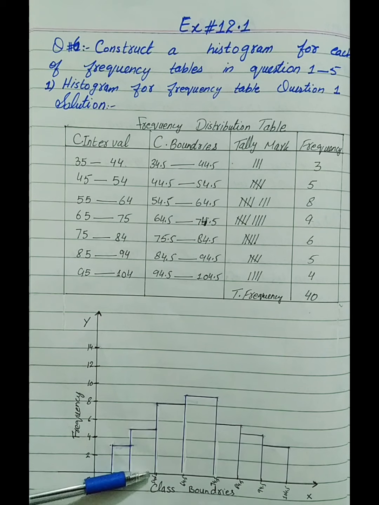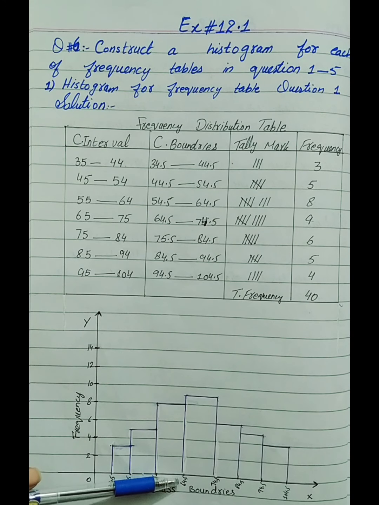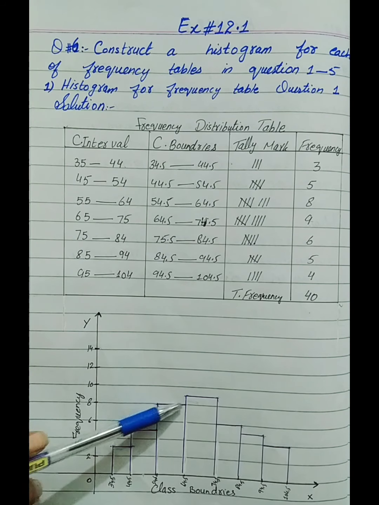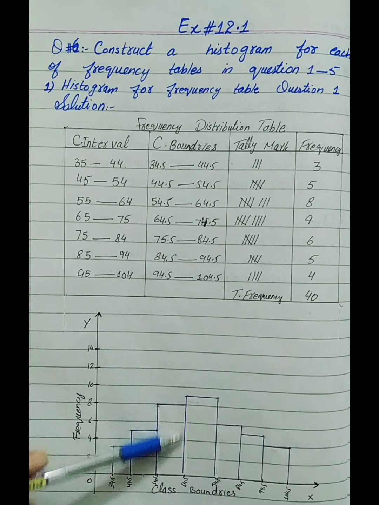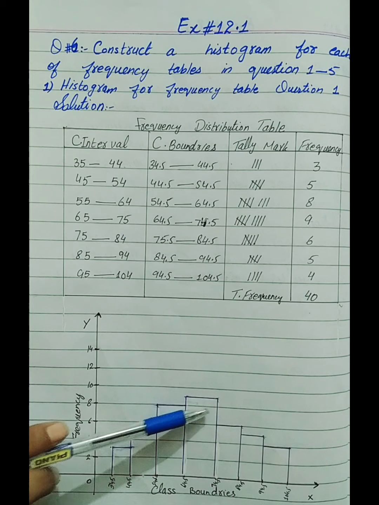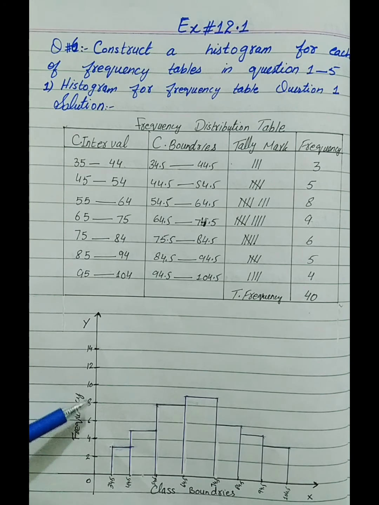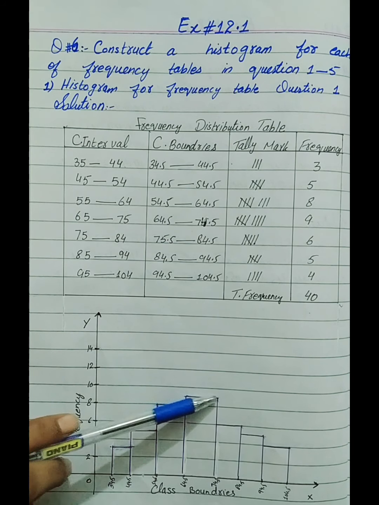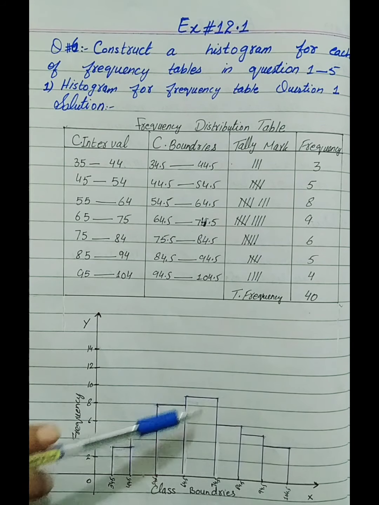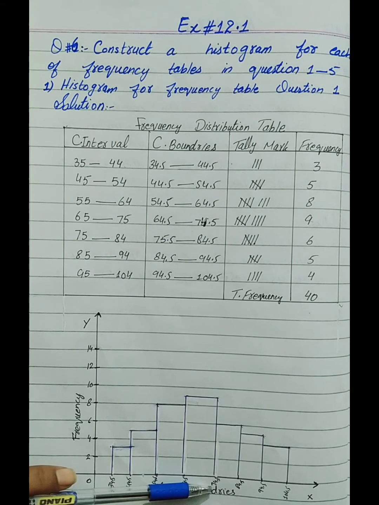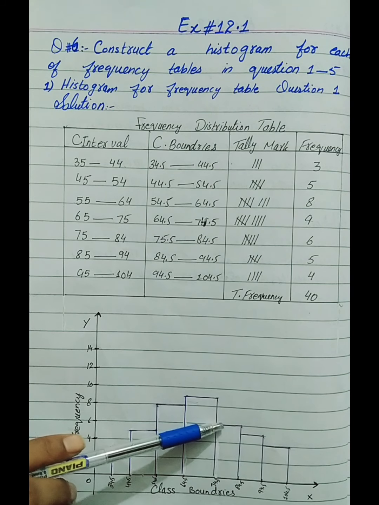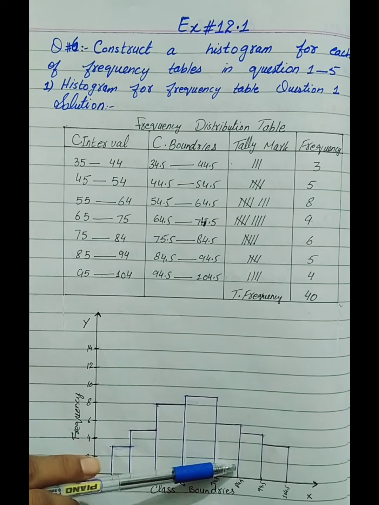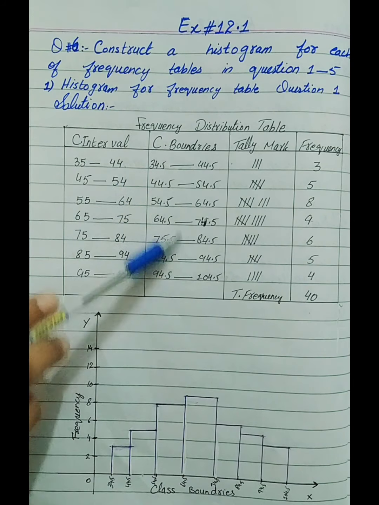Then 54.5 to 64.5 we have 8, so we mark on 8 and then draw a bar. The next is 9, which is in between 8 and 10, so we mark on 9 and then draw a bar. Next is 6, we mark on 6 and then draw a bar according to our class boundaries.